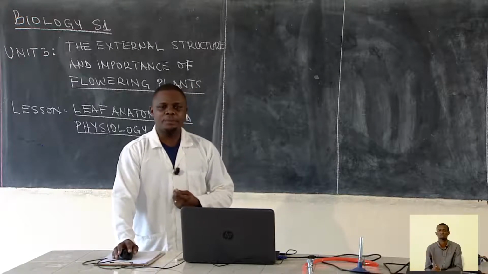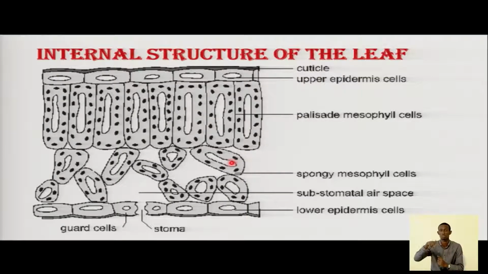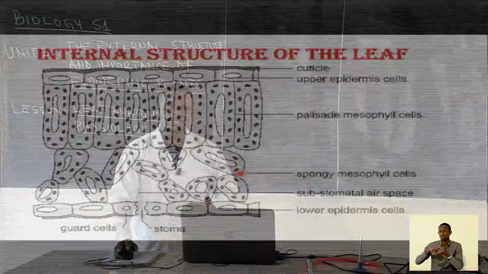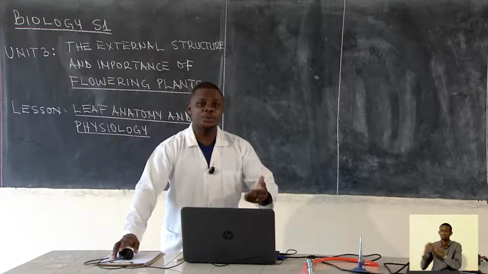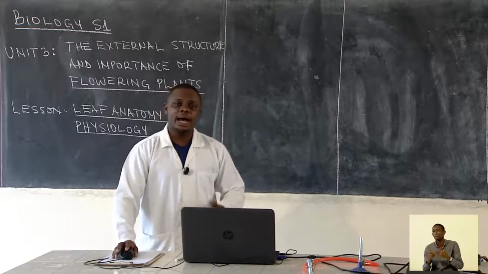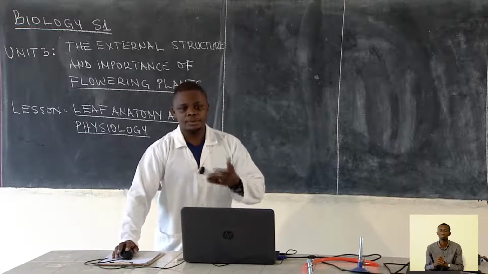Then, as you can see from palisade mesophyll cells, we also have what we call spongy mesophyll cells. These spongy mesophyll cells, as you can see, are spherical shaped, and this is very important because they provide enough space for gaseous exchange. And these spongy mesophyll cells have few chloroplasts, which means they still do photosynthesis, even though the photosynthesis they do is less than photosynthesis done by palisade mesophyll cells.